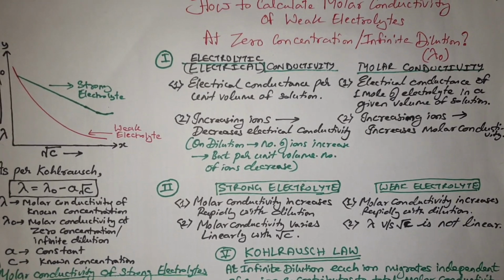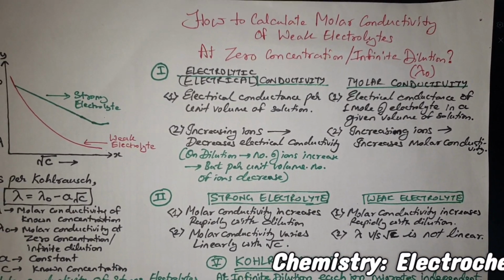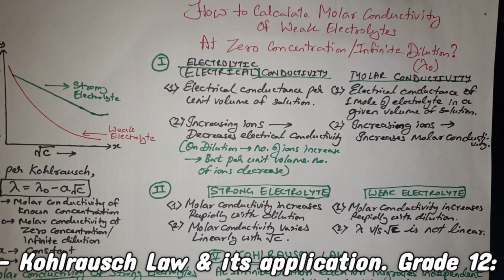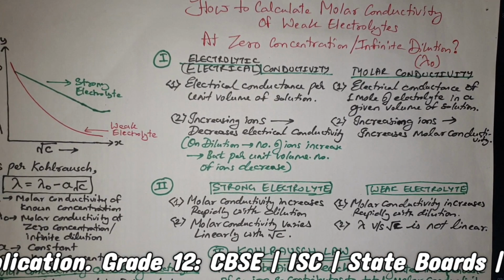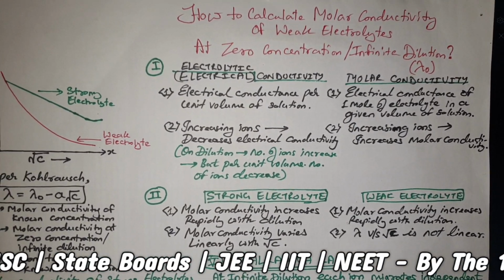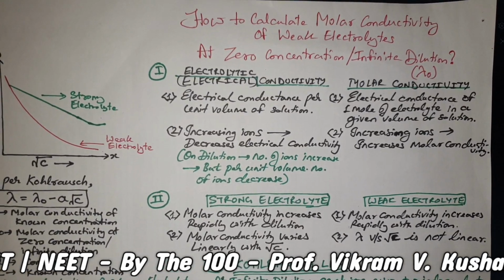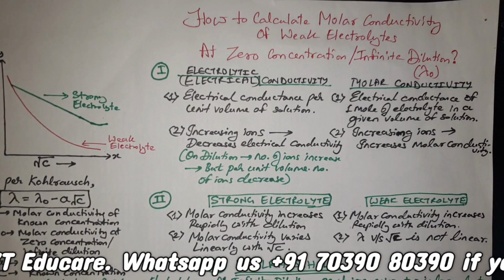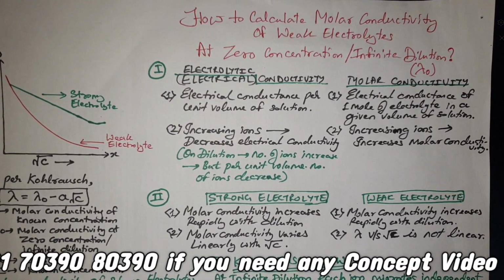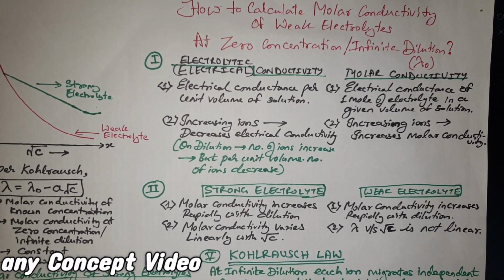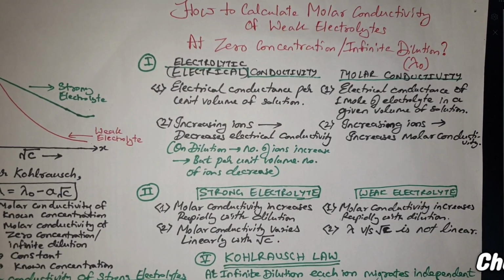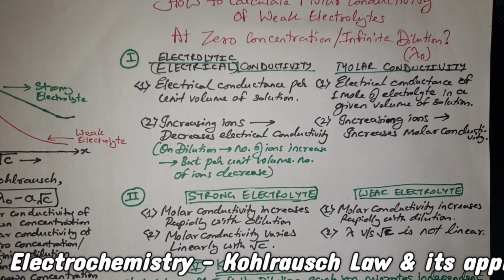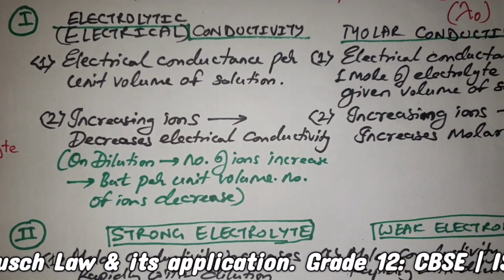So what is molar conductivity? It is also an electrical conductance, but it is the electrical conductance of 1 mole of an electrolyte in a given volume of a solution. When we look at the electrolytic solution with respect to per unit volume or with respect to mole, the concept completely changes accordingly. In electrical conductivity, when we talk about an electrolytic solution, if I dilute the solution, you know what happens on dilution?